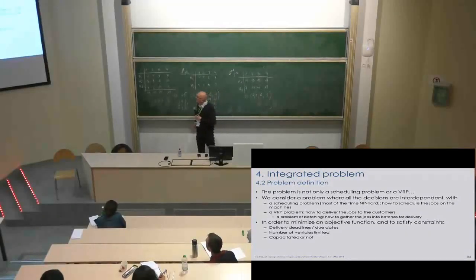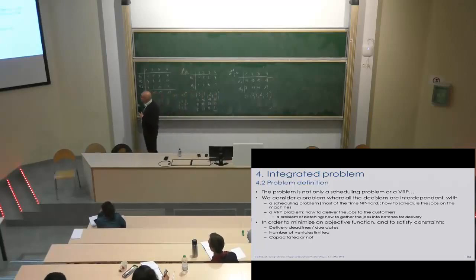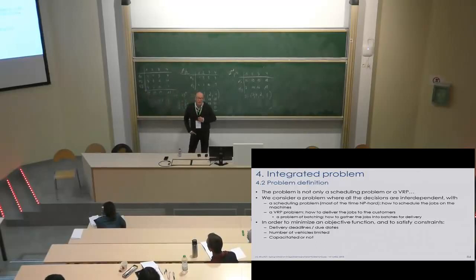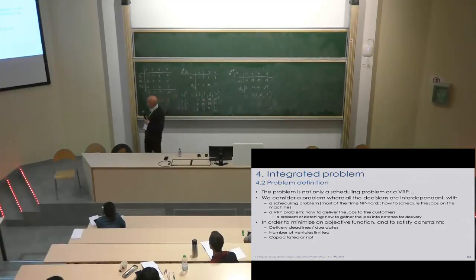So we consider a problem where all the decisions are interdependent. With a scheduling problem, most of the time it's NP-hard. Of course, we can start with single machine problems, but still the problem remains NP-hard at the end. But one machine is generally easier than flow shop or more complicated organizations. The problem is how to schedule the jobs. Then a VRP problem, how to deliver the jobs to the customer. And in this problem, of course, the problem of batching, how to gather the jobs into batches for the delivery.